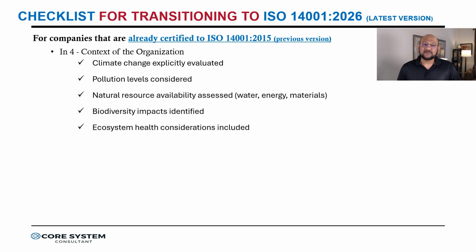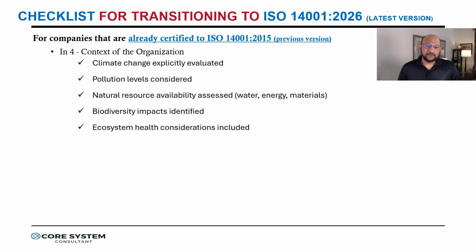What are their considerations for the natural resource availability? Have they assessed it with respect to the issues, with respect to the needs and expectations of the interested parties, the impact on the biodiversity and the ecosystem health? Have they addressed it? Have they considered it during the issues and during the needs and expectations of the interested parties? So the 4.1 and 4.2 clauses are pretty explicit now on these environmental conditions, and a company who's already certified just needs to make sure that these conditions are explicitly addressed. They should not be implied anymore within their environmental management system.